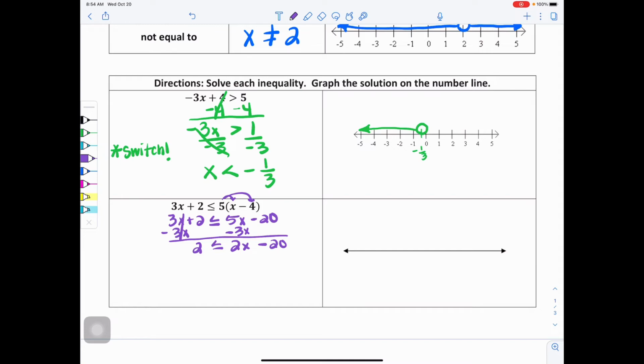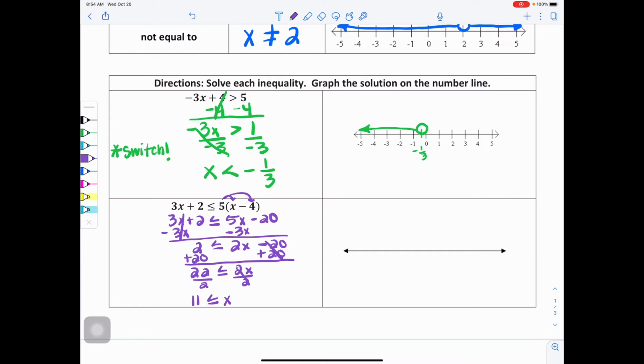So then I have some addition or subtraction to look for. I have subtraction of 20. So I'm going to add 20 to each side and get 22 is less than or equal to 2x. Then I don't want 2x. I've got to undo that multiplication by using division. So I get 11 is less than or equal to x. No need to switch the inequality at any point in solving because it only gets switched if we multiply or divide by a negative number in order to solve. And we did not do anything like that.